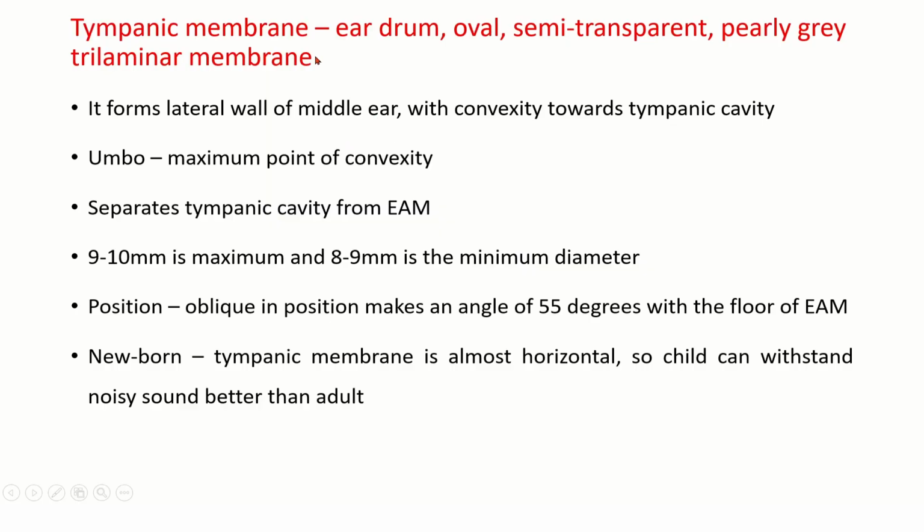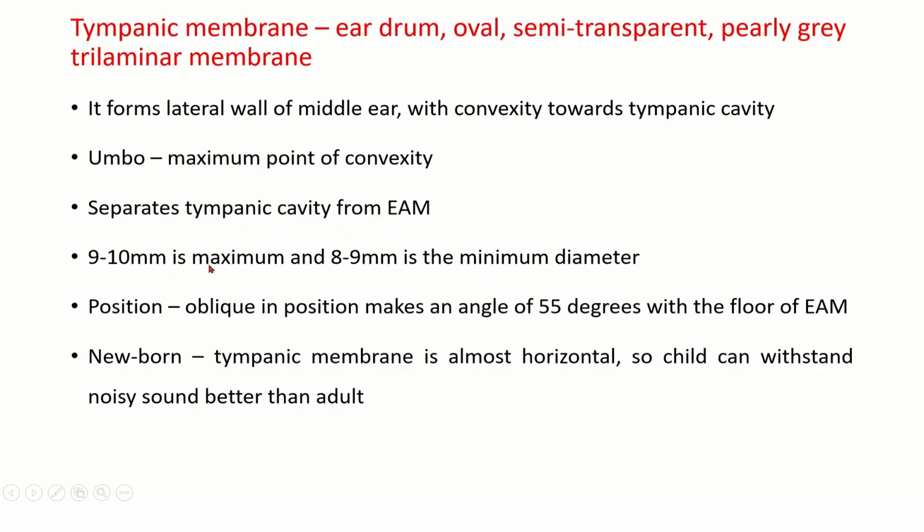So in this session, we'll be dealing with the tympanic membrane, otherwise called eardrum. It is oval in shape, a semi-transparent, pearly gray trilaminar membrane. It forms the lateral wall of the middle ear with convexity towards the tympanic cavity. The maximum point of convexity is called the umbo. It separates the middle ear from the external acoustic meatus.